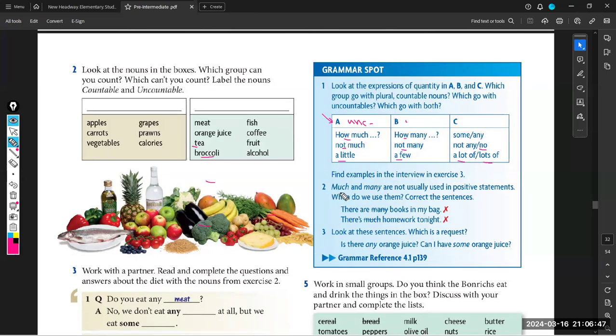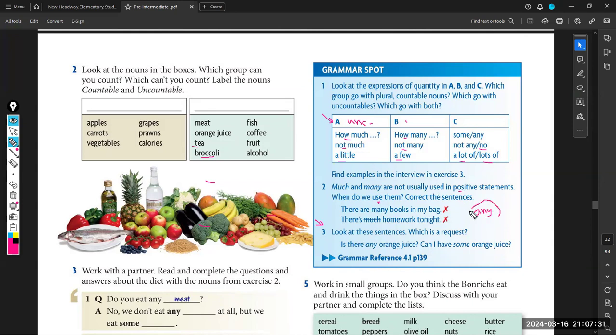So now this two is saying much and many are not usually used for positive statements. So notice I cannot say, for example, there are many books in my bag. I cannot say much or many here, because I'm not talking about negative. I have to be careful about if the sentence is positive or maybe negative. I need you guys to take a look at three. And if you remember, I told you that I have to use any if the sentence is negative. For example, I don't have any money. So I used any because the sentence is negative.